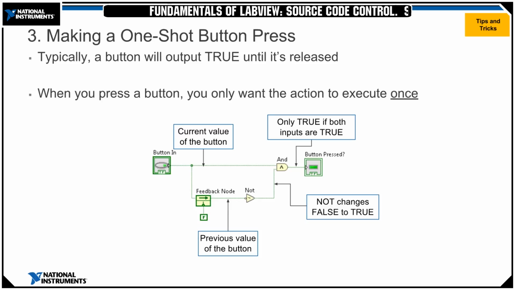Awesome, great. Now we only want this to happen once, right? So this is the key part of the way we've set the code up here. The next time this runs, we're theoretically still going to be getting a true value from your button because you're holding it down. You're really excited. You're just holding that trigger down. So that top current value of the button wire is going to stay true. However, our feedback node is going to update to be true now because that was the previous value it got. And when we NOT that true value, it's going to turn to a false.